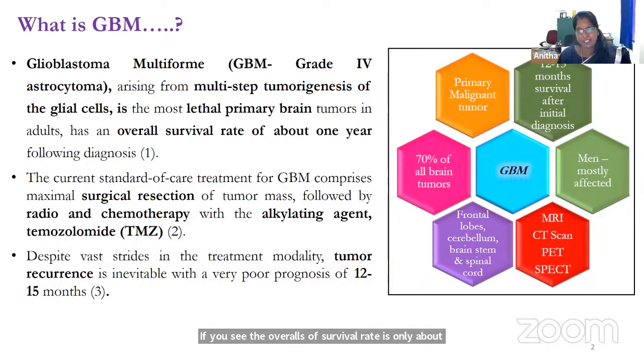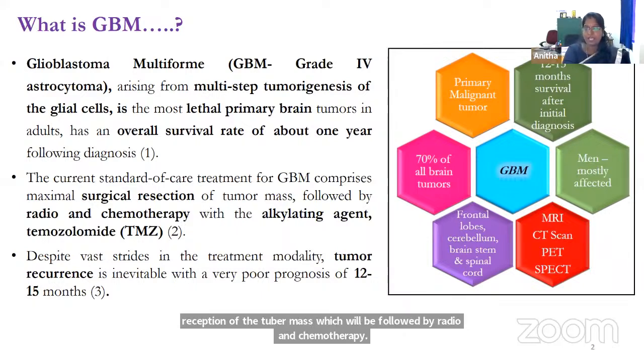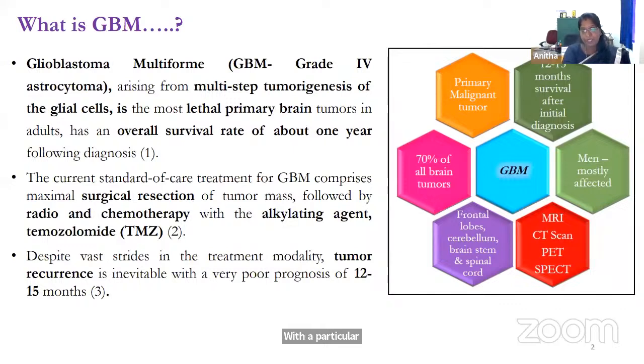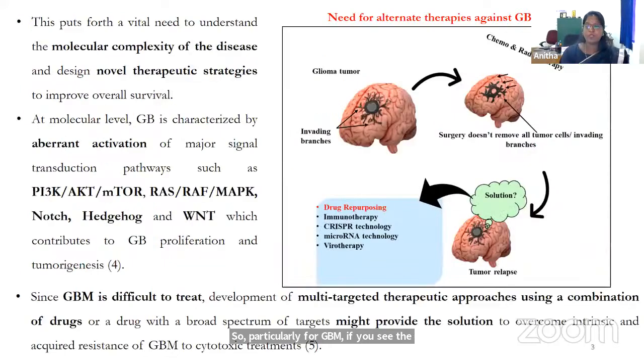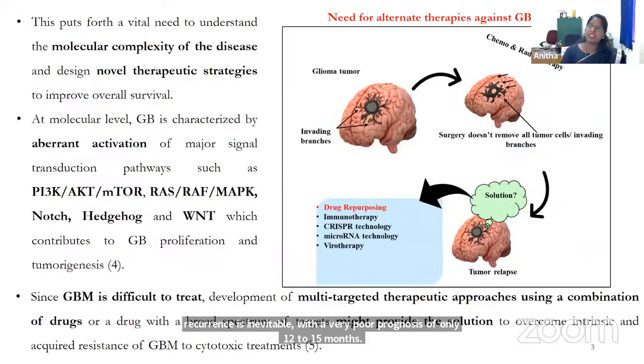The current standard of care for glioblastoma multiforme is usually maximum surgical resection of the tumor mass, followed by radio and chemotherapy with a single alkylating agent called temozolomide. Though there are vast treatment modalities available for cancer, particularly for GBM, tumor recurrence is inevitable with a very poor prognosis of only 12 to 15 months.